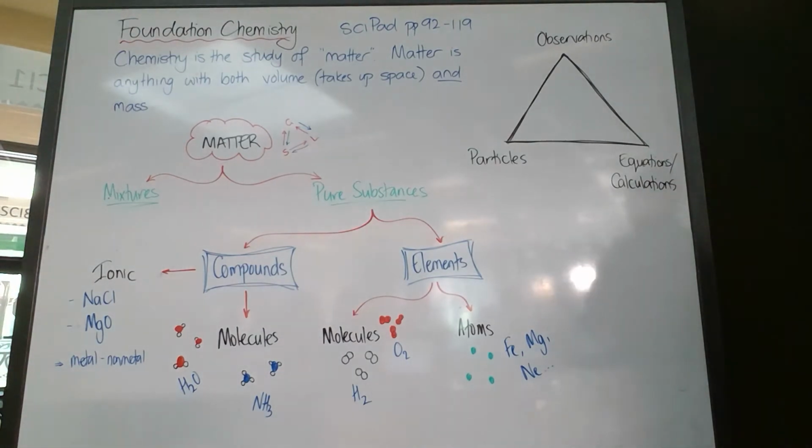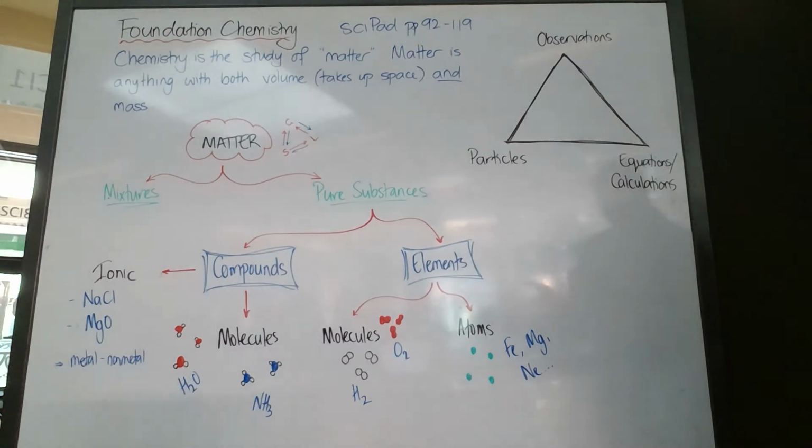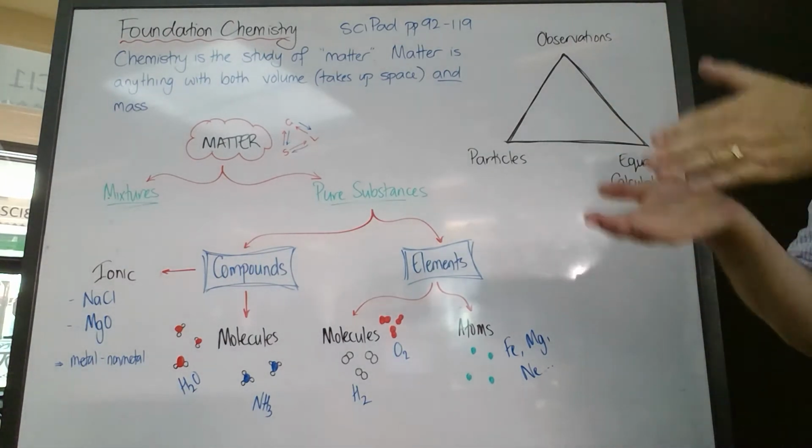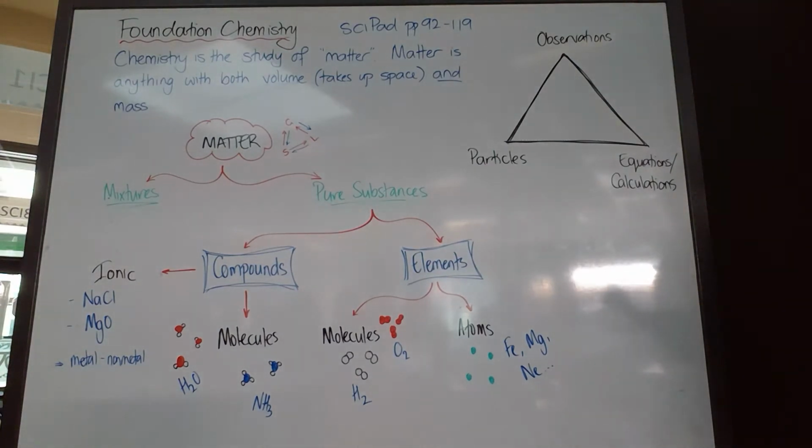Did it get hotter? Did it get colder? Did it change colour? And if so, what colour was it, and what colour did it end up? Did it catch fire? Just those basic observations that are obviously true. So I saw it go from green to yellow. That would be an observation. It gave off heat. That's an observation.